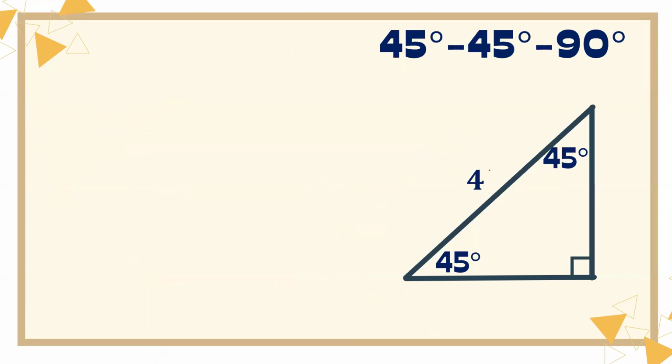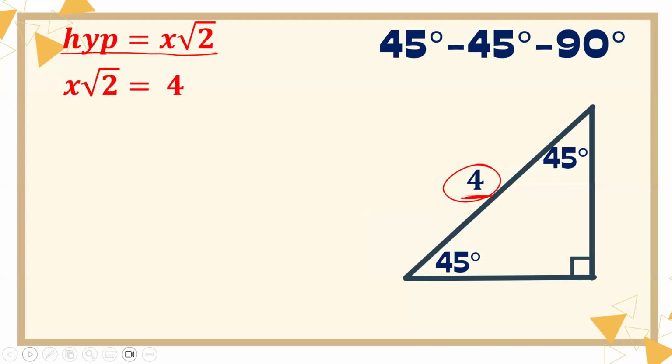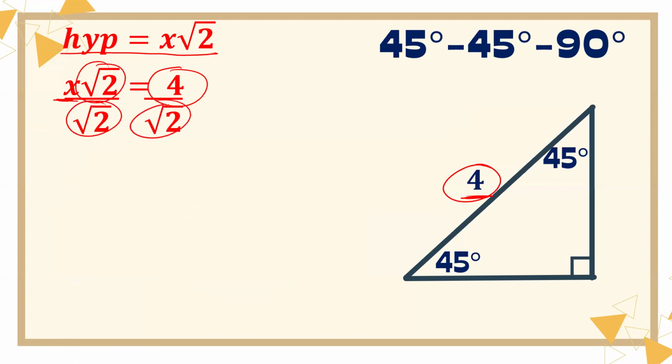Now, let's have another example. What if the length of the hypotenuse is given? It's 4. So how do we determine the length of the legs? Remember, the length of the hypotenuse is x square root of 2. And if the length of the hypotenuse is 4, then we can solve for x. So we divide both sides by square root of 2 so that we can isolate x on the other side of the equation. So what happens next? Removing square root of 2.